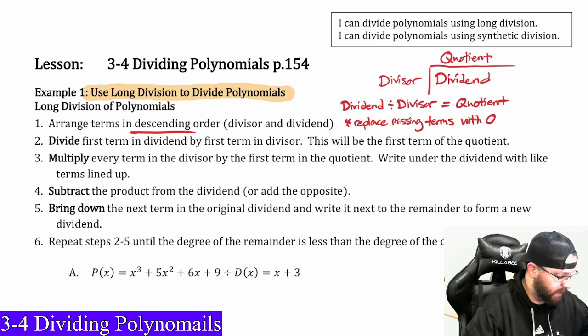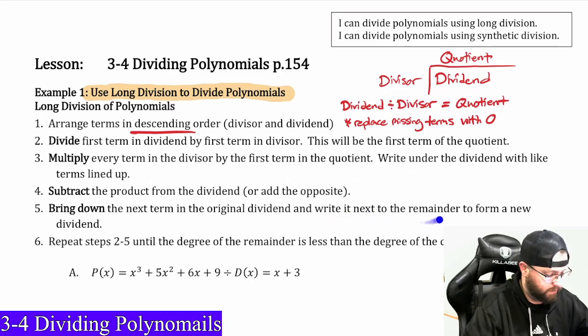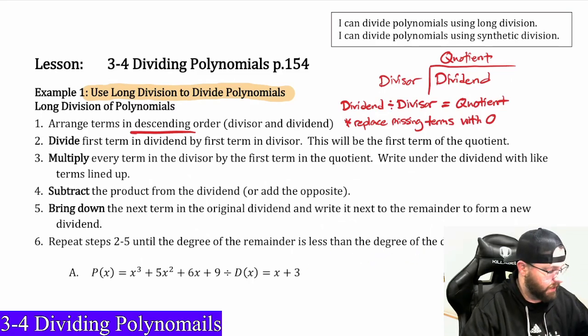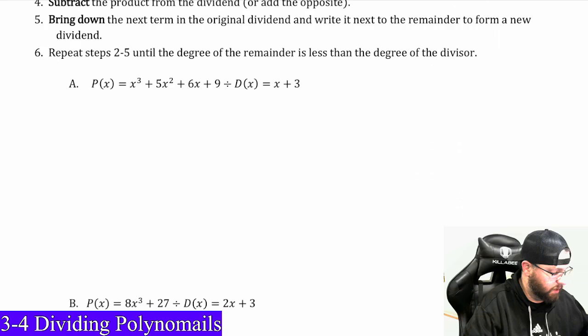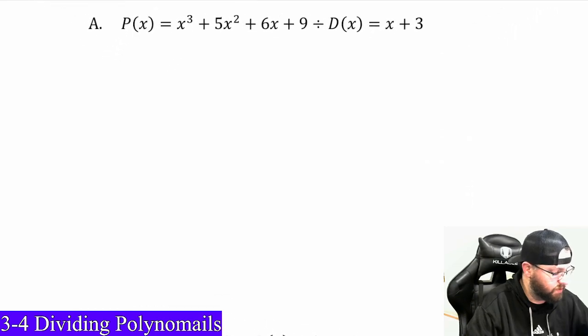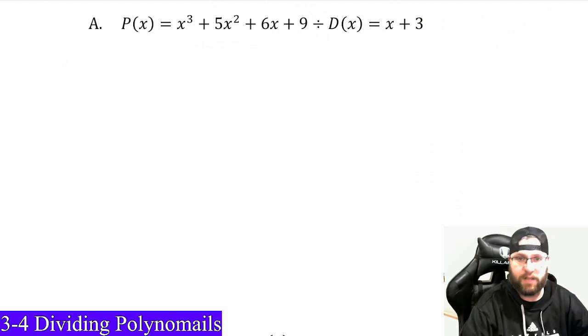And we're going to bring down the next term in the original dividend and write it next to the remainder to form a new dividend. And we're going to repeat those steps until the degree of the remainder is less than the degree of the divisor. Okay, so it sounds like a lot, but let's take a look here at our first example. Okay, so here, right, this is going to be our dividend, okay, and this is going to be our divisor, and whatever is going to be left is going to be referred to as our quotient.